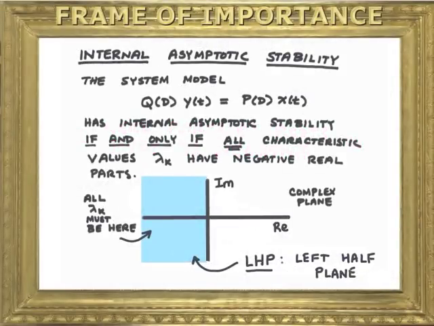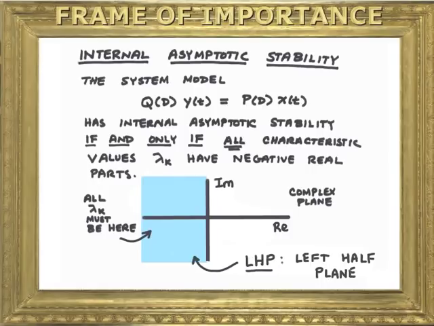So this brings us to our final result. The system model Q of D times y of t equals P of D times x of t has internal asymptotic stability if and only if all characteristic values lambda k have negative real parts. Now the way this is typically represented is by plotting the lambda k in the complex plane. The requirement, then, is that all of the lambda k must be in the left half of the complex plane.